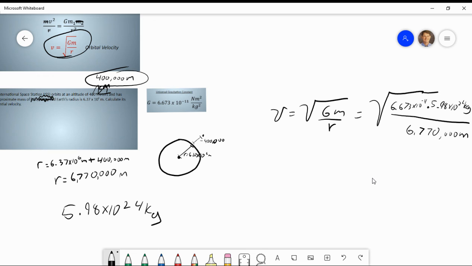times 5.98 times 10 to the, seriously? That's heavy. 24. It's the Earth, though. Divided by 6,770,000. The velocity is 7,670 meters per second. Real fast. That is real fast. Somebody check that on Google and see if I'm right, because that's a number that we can figure out if I did my math right.